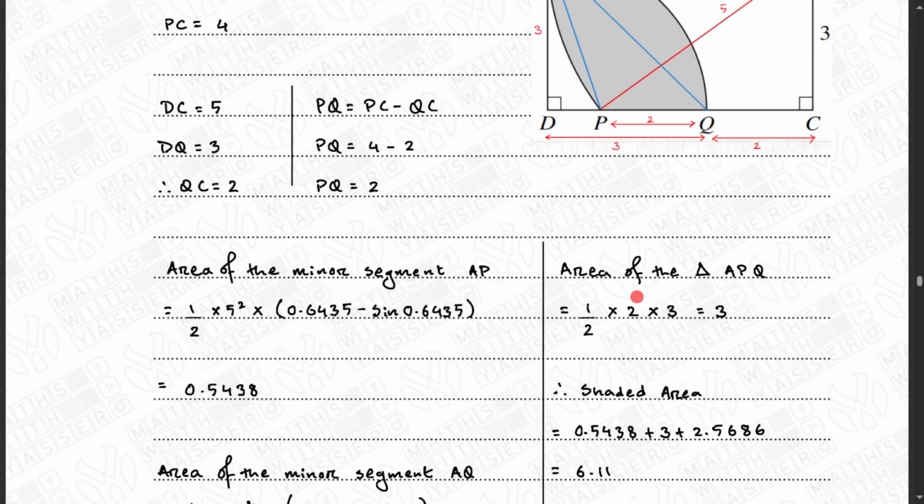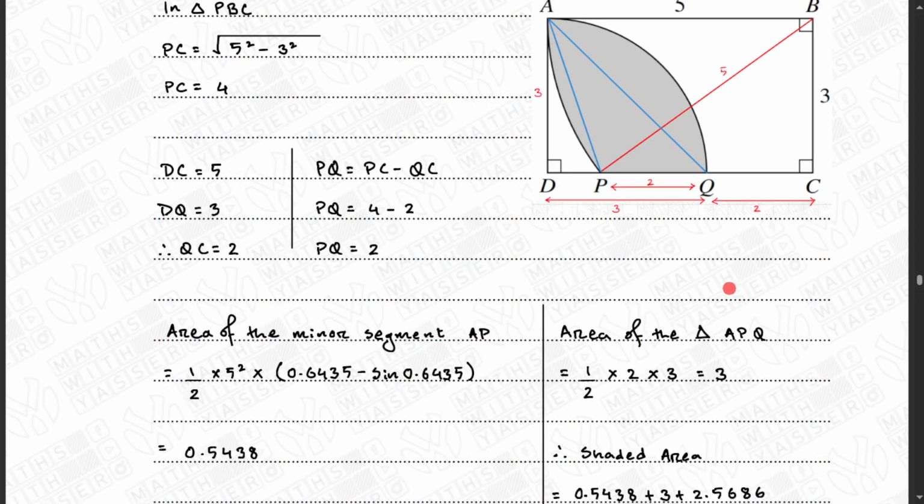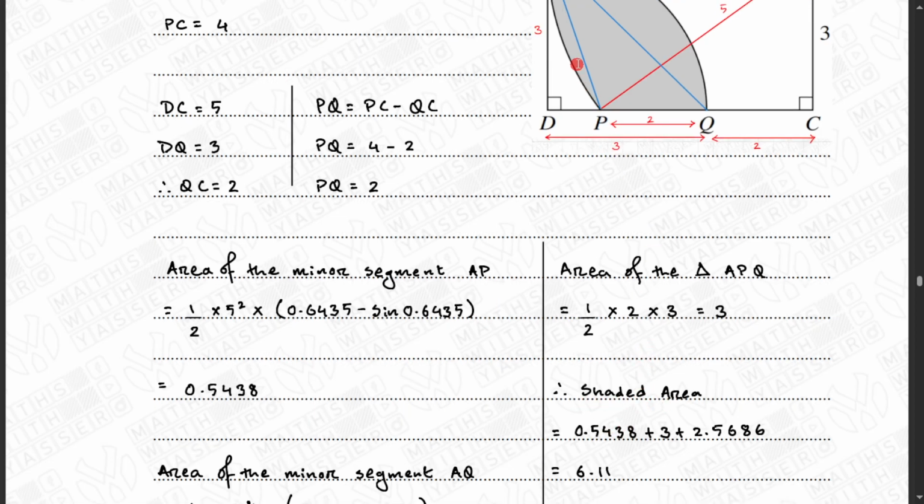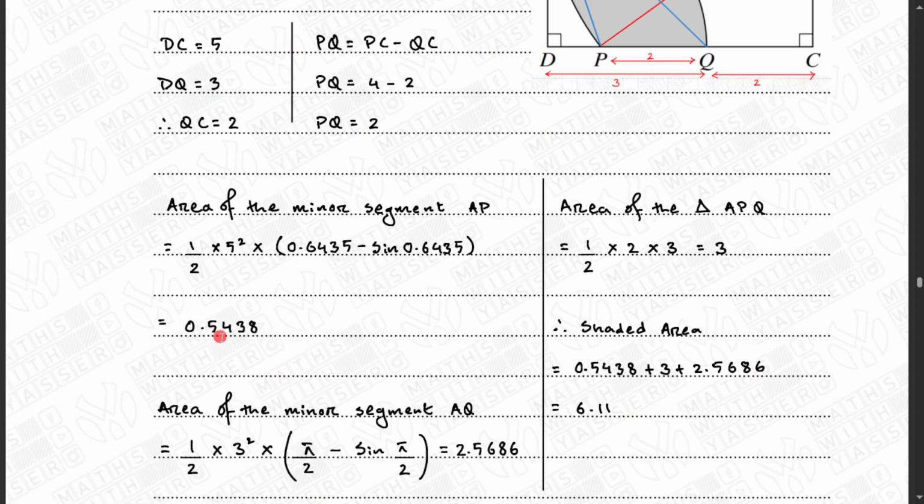Now let's find the area of the triangle APQ, this triangle. We can use the formula half times base times height. So that will be half times base 2, and the vertical height of the triangle is 3. So the shaded area must be the two minor segments and the area of the triangle, which will be 0.5438 plus 3 plus 2.5686, and that gives us 6.11 to 3 significant figures.